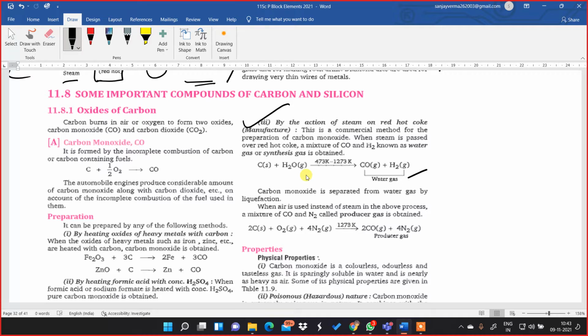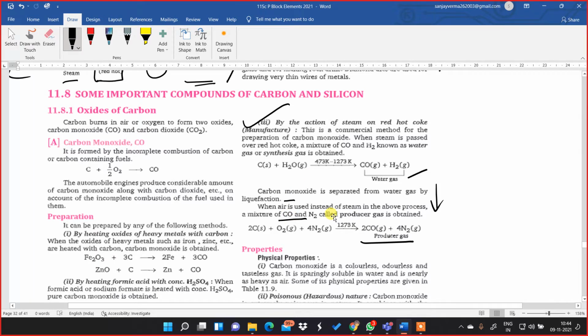This carbon monoxide is separated from hydrogen by a process called liquefaction. When air is used instead of steam in the above process, we don't get water gas, we get a mixture of carbon monoxide and nitrogen, which is called producer gas. Go through this method of preparation and try to learn it. Others are not required. Incomplete combustion of carbon I've already told you: if you burn carbon in an insufficient supply of air or oxygen, it forms carbon monoxide.